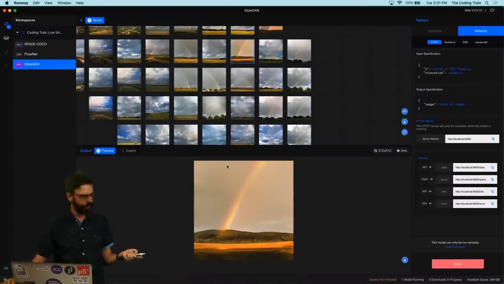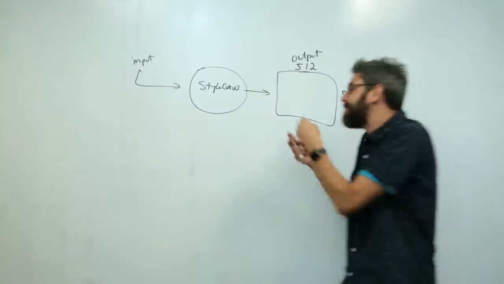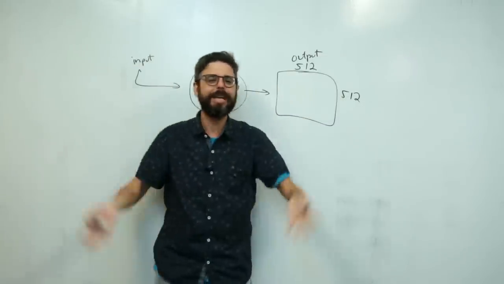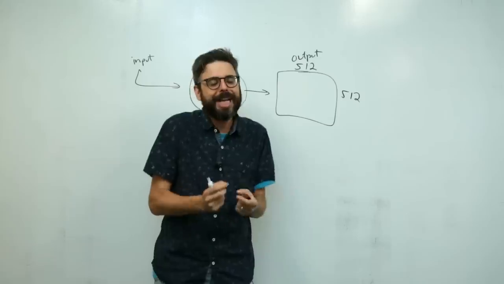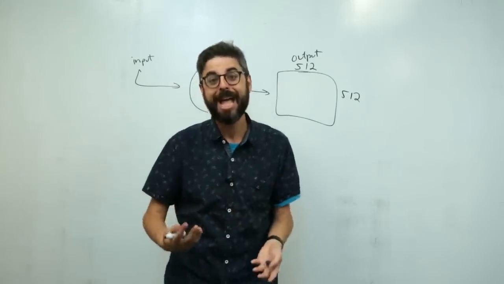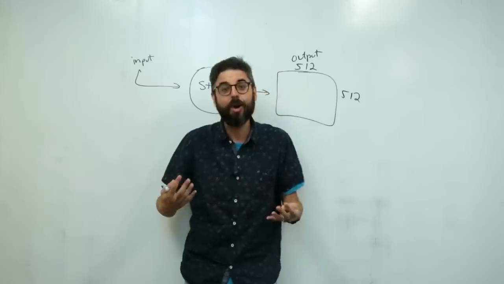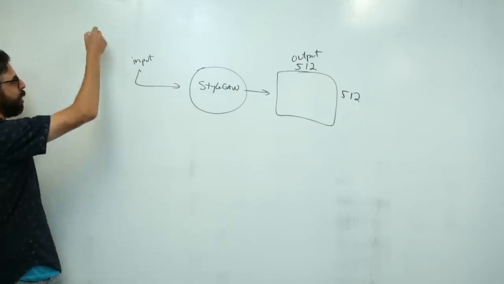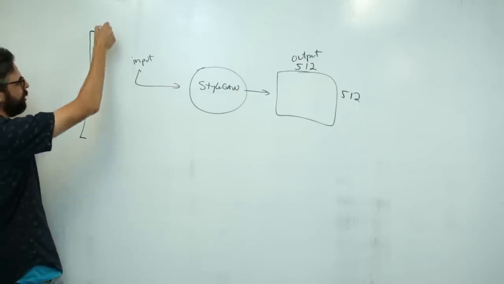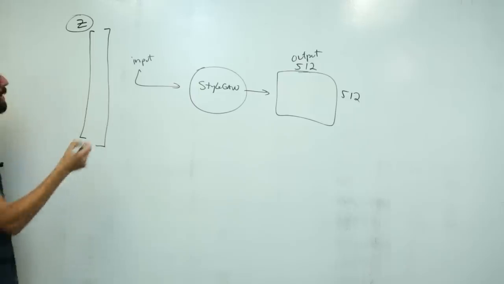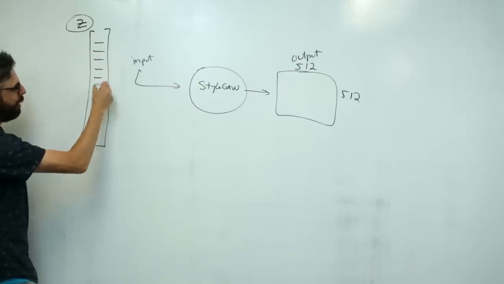But what's the input? I mean, ultimately, in this particular example, I don't care about the input. I just want, give me a rainbow. But in order for the model to generate a rainbow, it's got to start from somewhere. And in essence, I could start with something random. But what that random thing that I want to start with is something called a vector, referred to as Z. And what it is, is 512 numbers.